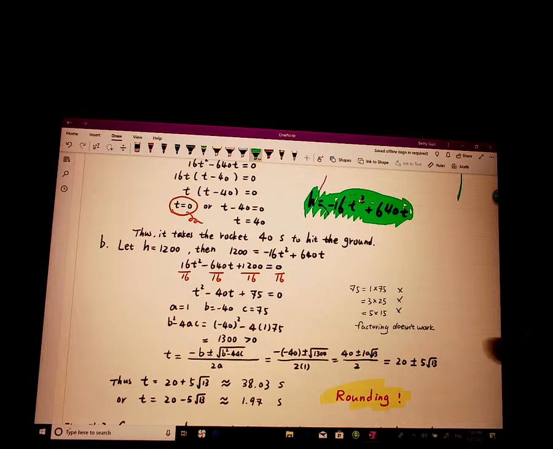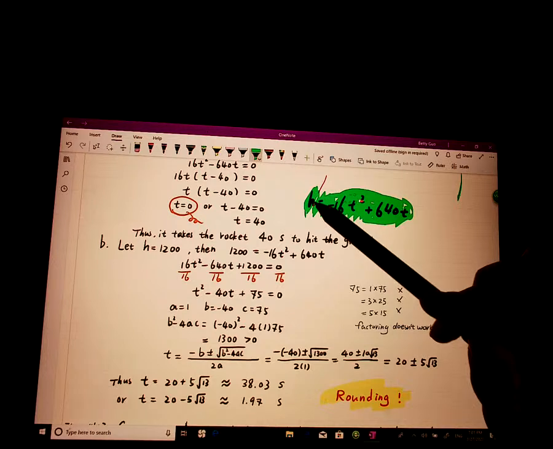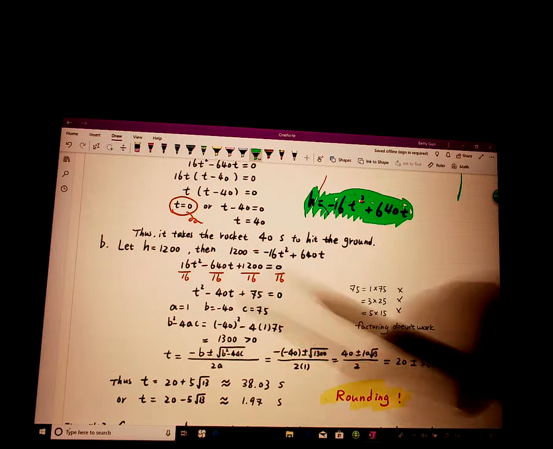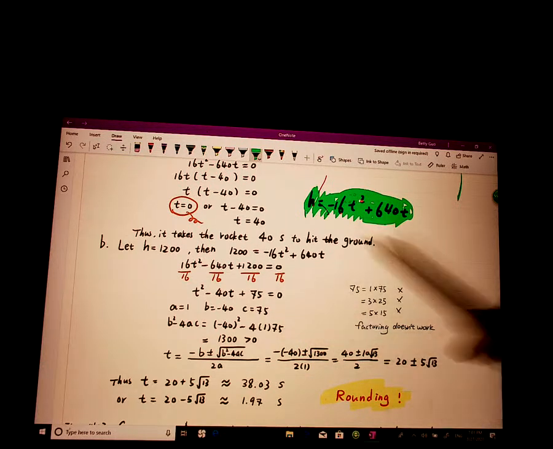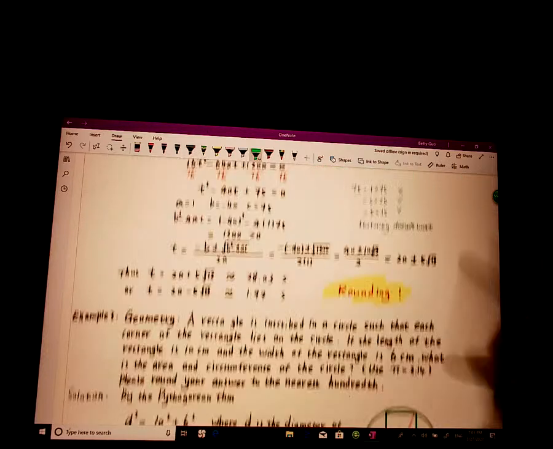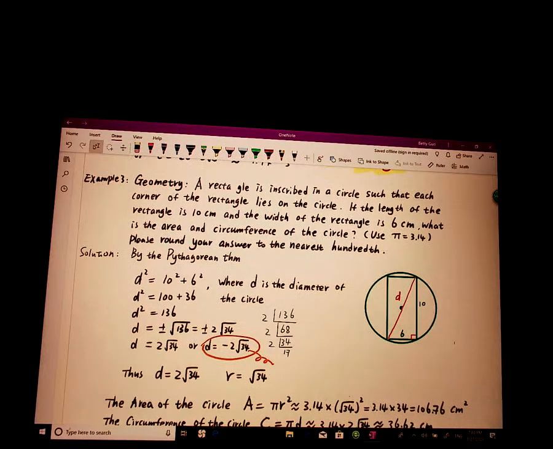Take your time to understand the modeling part, understand this function, and why we make h be 0 in part A, and why we make h be 1,200 in part B. And try solving the equation part on your own. All right. So let's look at example 3.